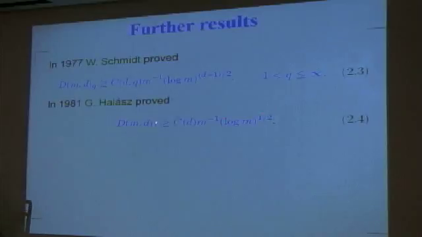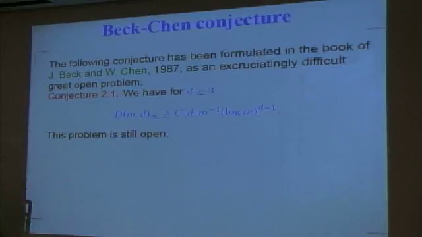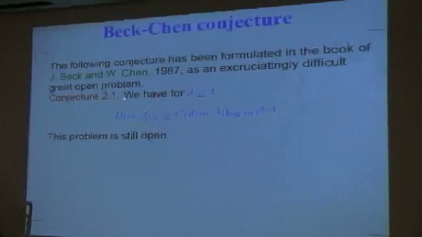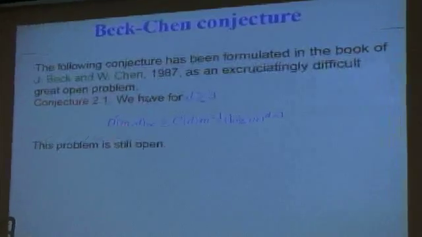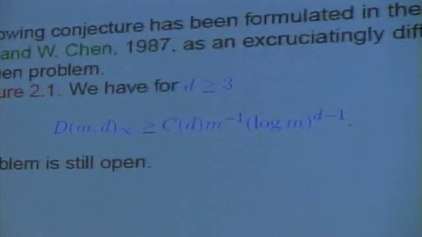We don't know what is the right behavior in L1, and we don't know what is the right behavior in LQ, because what is written here is (d minus 1) over 2. So we know now that it's not the right thing, but we don't know what is the exact order. As a result of all those developments, I would say that maybe the beginning of the 80s, maybe the end of the 70s, was a really active time in this theory of discrepancy. And Beck and Chen, these two were very active in that area. And in the book they published, they formulated the following conjecture. And they named this conjecture an excruciatingly difficult great open problem.